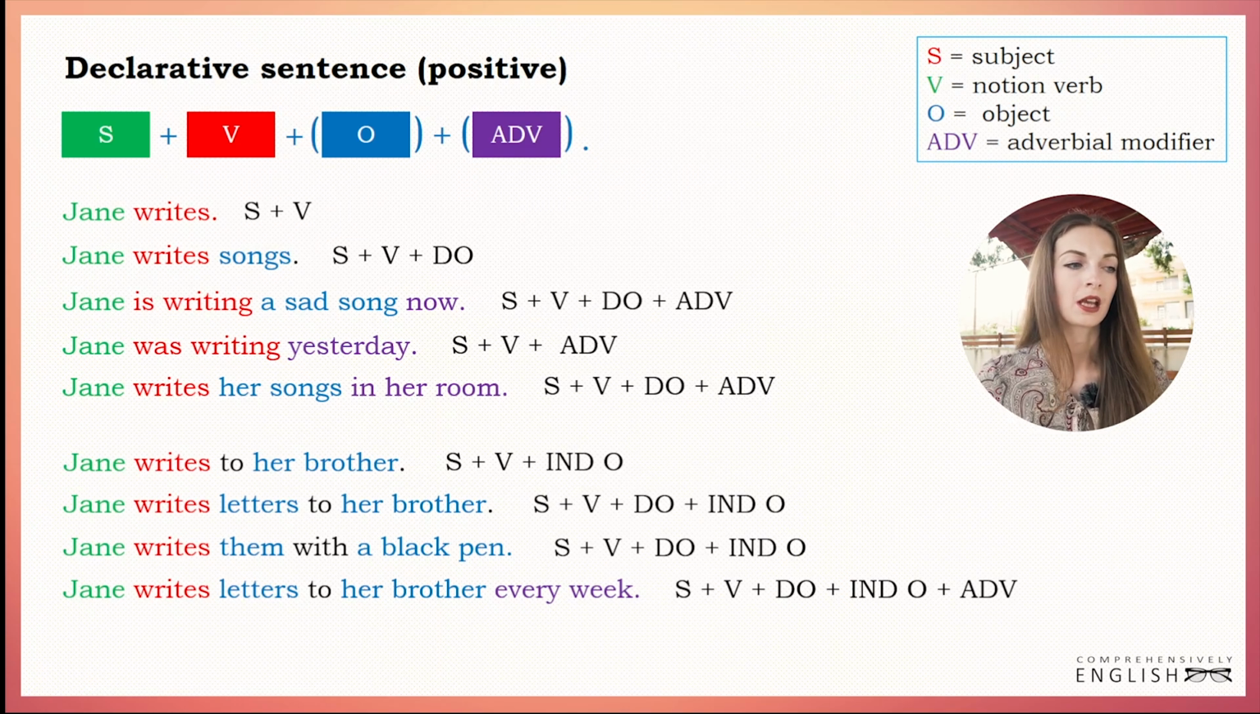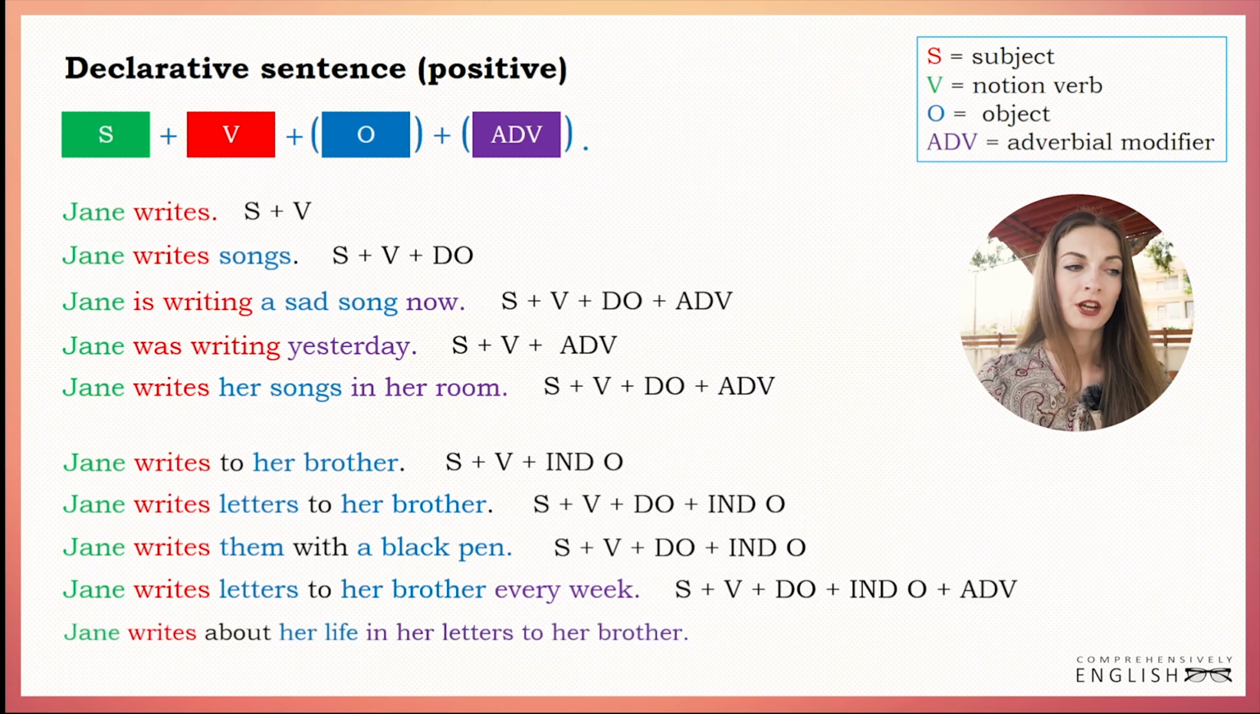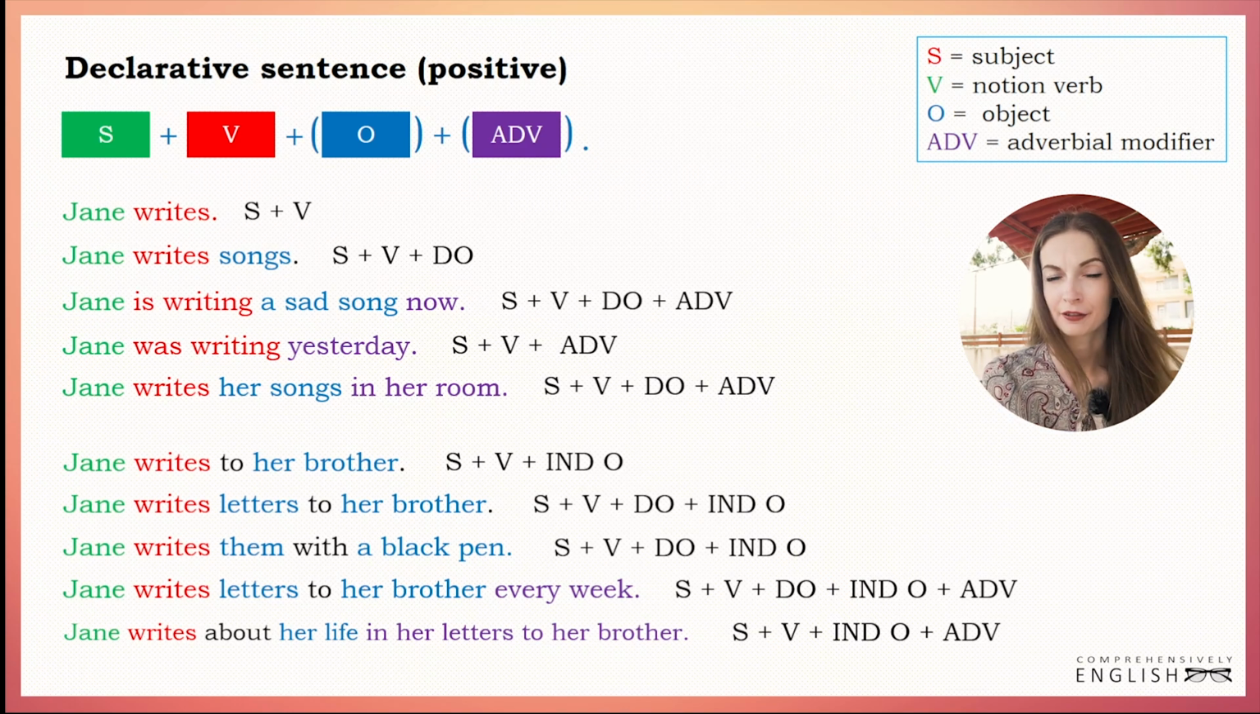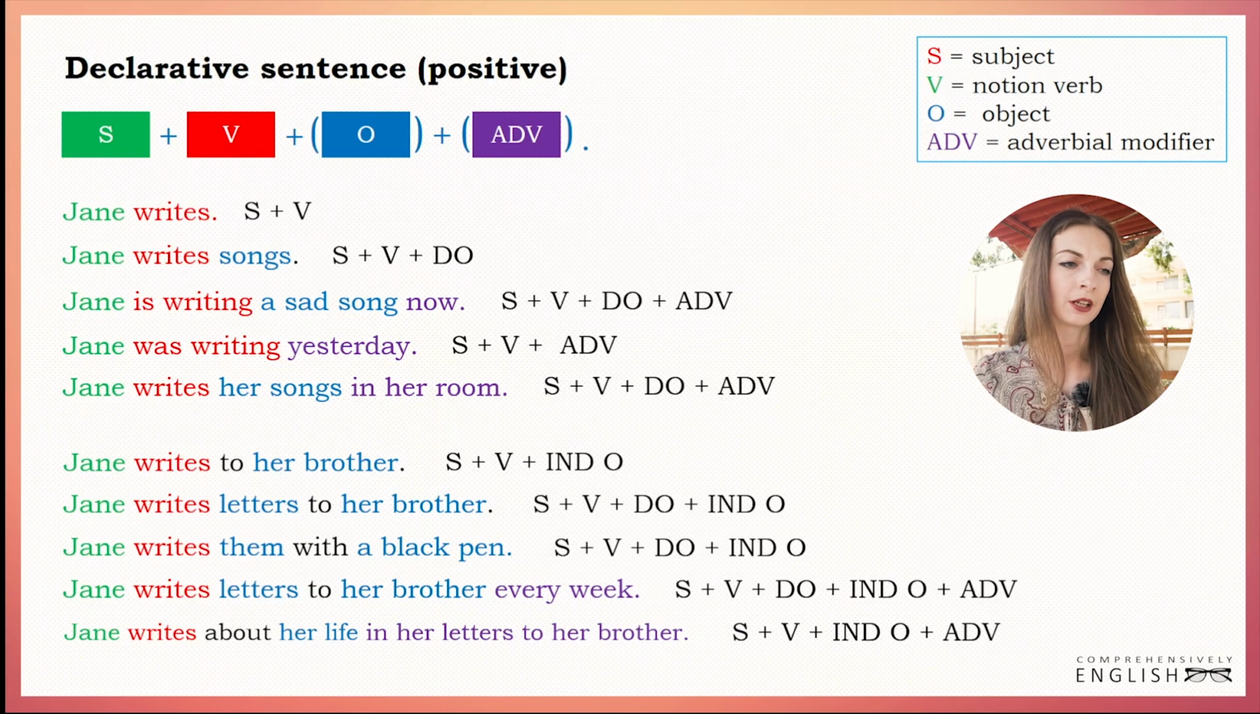How often? And the last example: Jane writes about her life in her letters to her brother. Here we have an indirect object, about her life. Her life is an indirect object. And in her letters to her brother is an adverbial modifier of place. Where? In her letters.